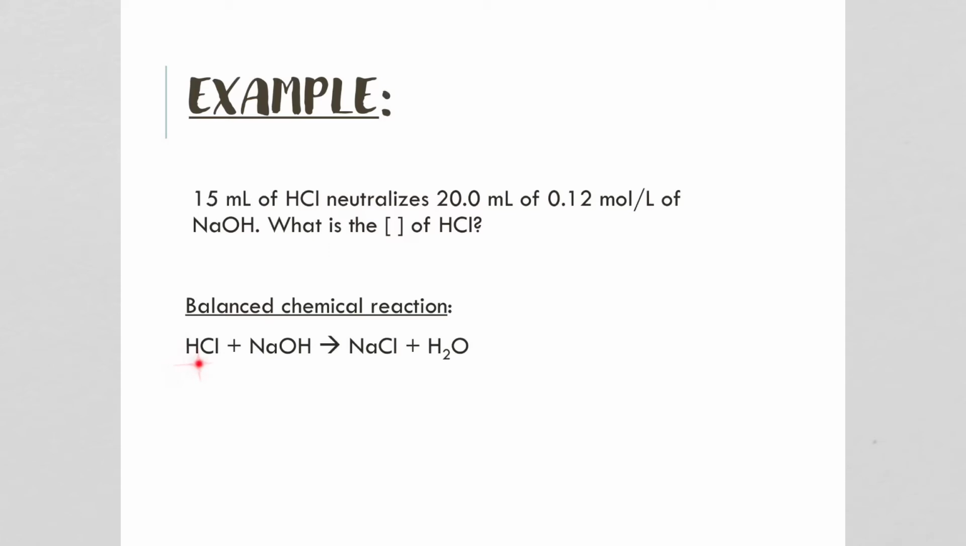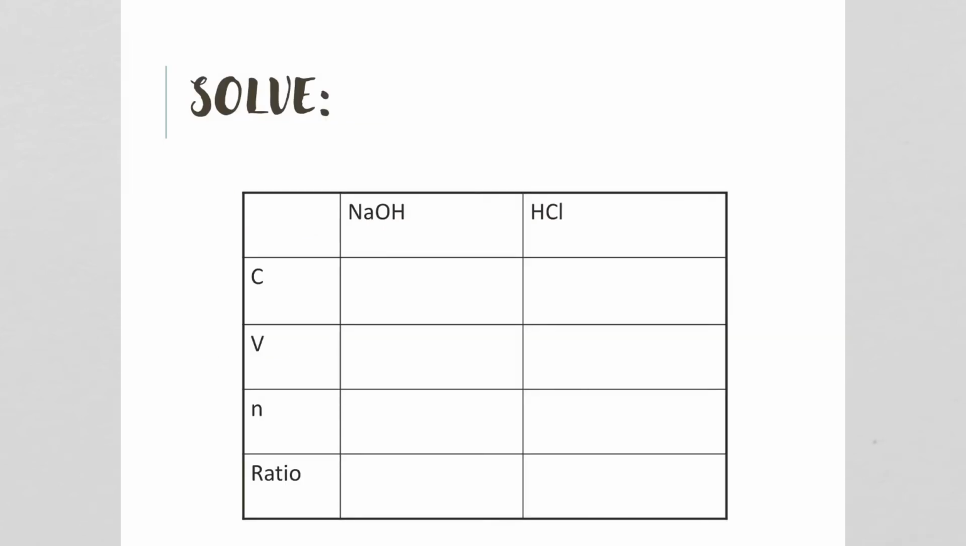So first thing you need is your balanced chemical equation. So HCl plus NaOH makes NaCl and H2O. This reaction is balanced. Everything is operating in a 1-to-1 ratio. So we'll write down the information that we know. So we know that we have 0.12 moles per liter of NaOH. And we had 20 milliliters of that. We also have 15 milliliters of the hydrochloric acid. So first thing we need to do is convert this to liters and then find our moles.